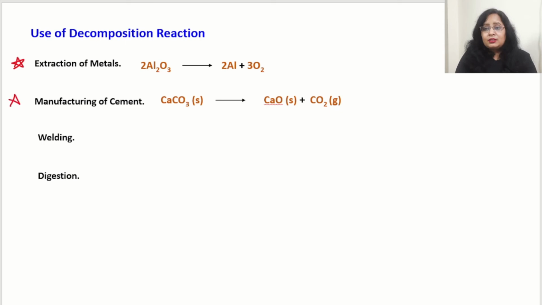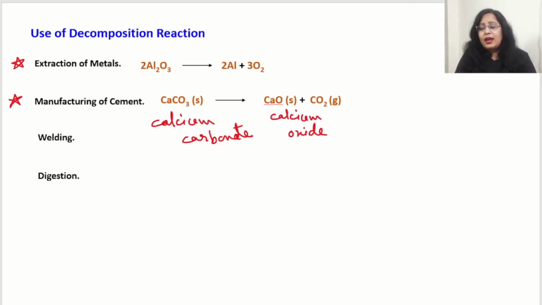Next use is manufacturing of cement. This is also a very big industry, the cement industry. They use calcium carbonate, which when heated gives calcium oxide and carbon dioxide gas. So this reaction is of great importance in our day-to-day life.